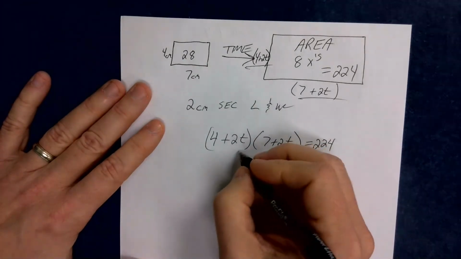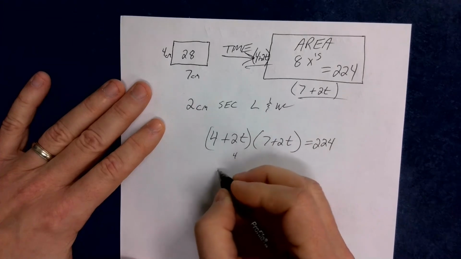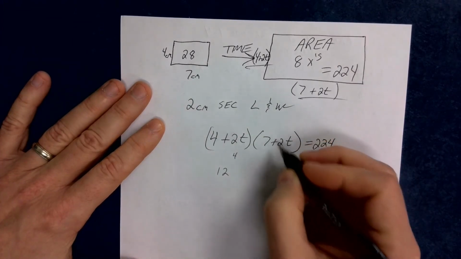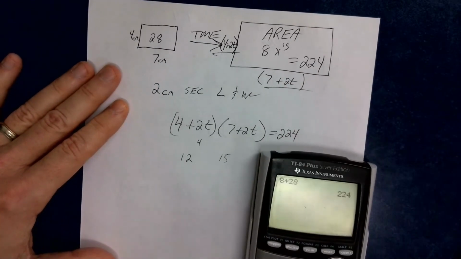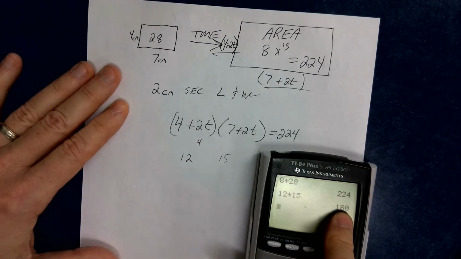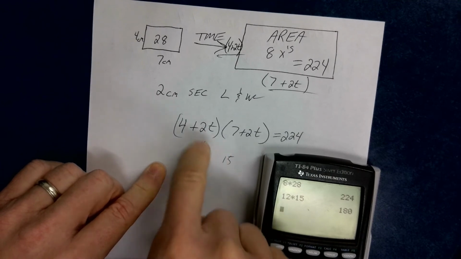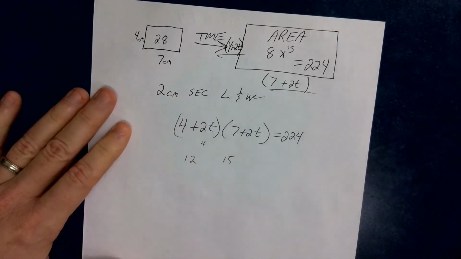So let's do a quick approximation right now. Let's say that this was 4 seconds. So that would give me 12, and that would give me 15. And if I do some quick math right here, 12 times 15 is 180. So that quick adjustment tells me that it should be greater than 4 seconds.